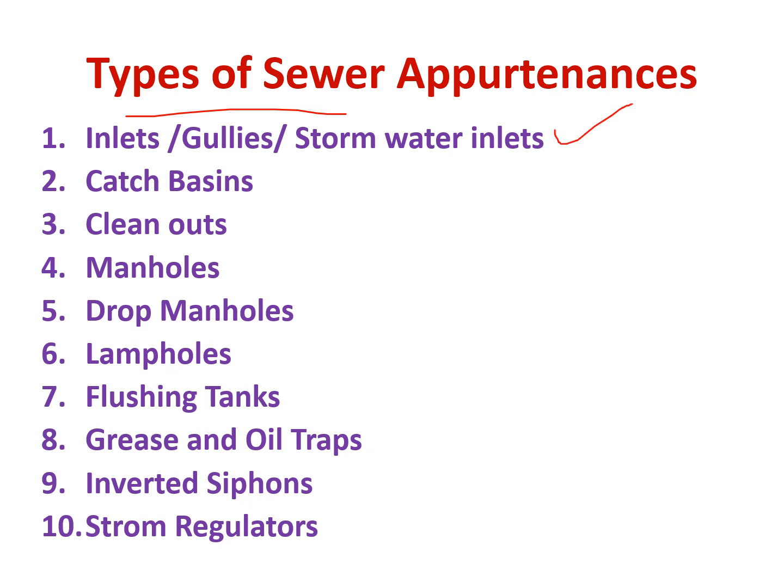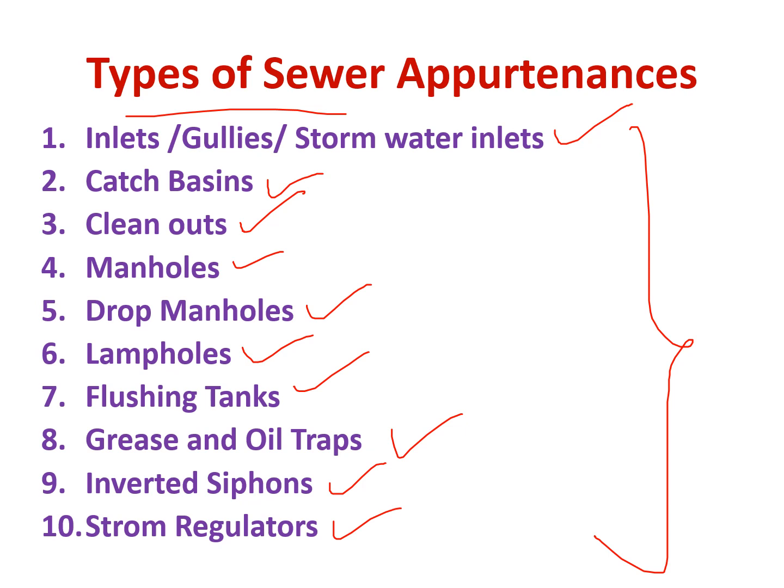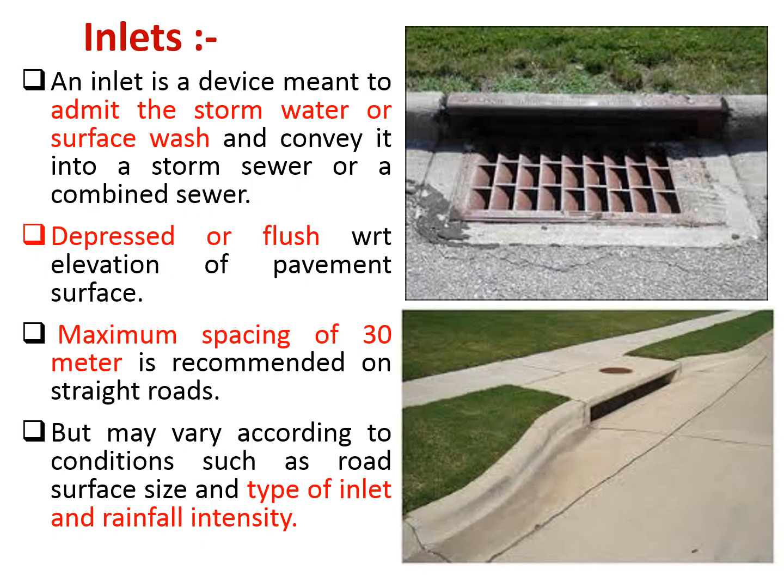First is inlet gullies or stormwater inlets, next is catch basins, third is cleanouts, next is manholes, then drop manholes, lamp holes, flushing tanks, grease and oil traps, inverted siphon and storm regulators. By using all these sewer appurtenances, effective maintenance and cleaning of a sewerage network can be done. Here we will start with our first unit, which is called inlets.